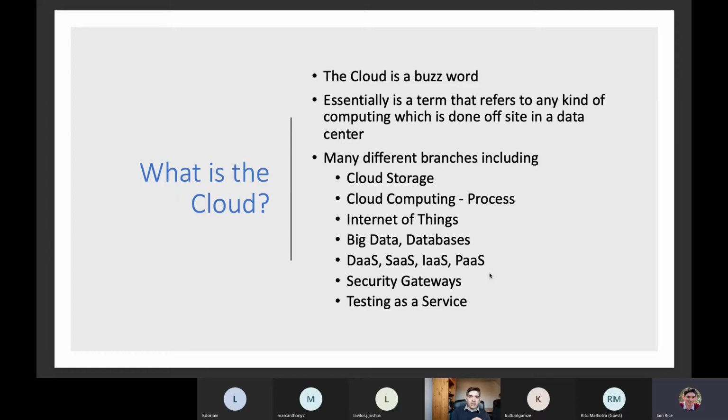We'll come on to what these acronyms mean later on, so DAS, SAS, IS, and PAS as well, or PAAS. People either form the acronym into a word or just say out the letters of the acronym. Okay.